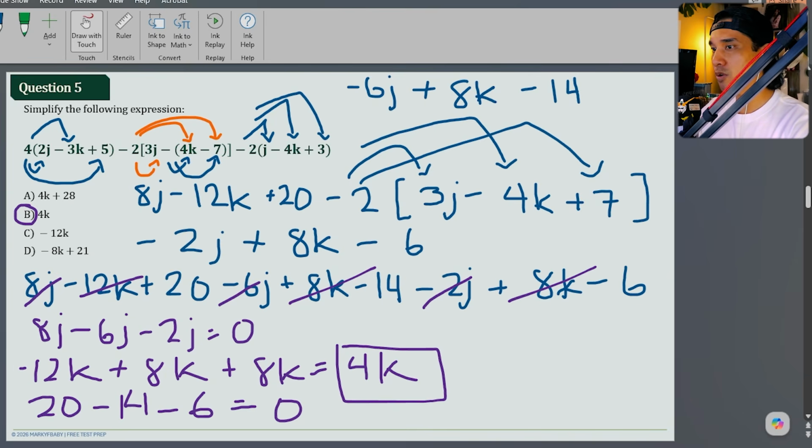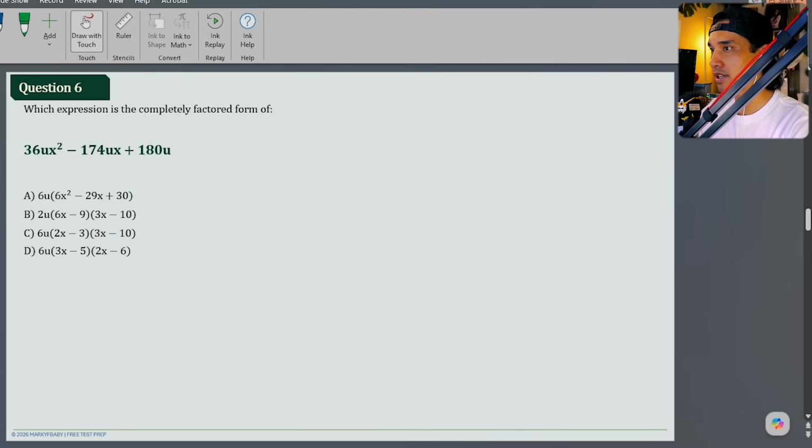Okay, so next question, question number 6. Which expression is the completely factored form of 36ux squared minus 174ux plus 180u? This one is a difficult problem. The first thing that you are going to do is identify the greatest common factor. And folks, remember, when you get the greatest common factor, you're just pulling something out.